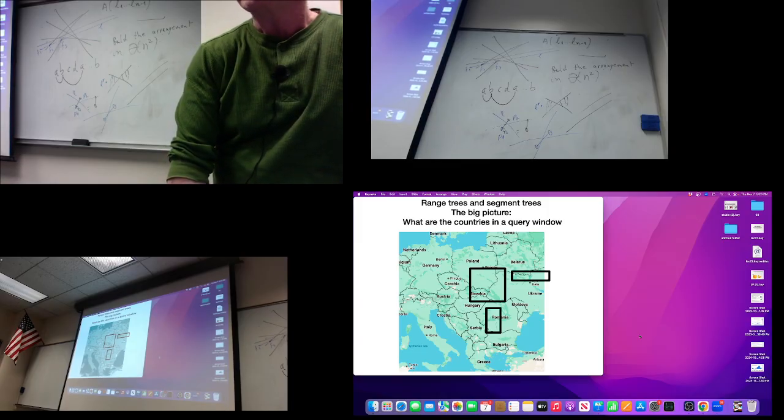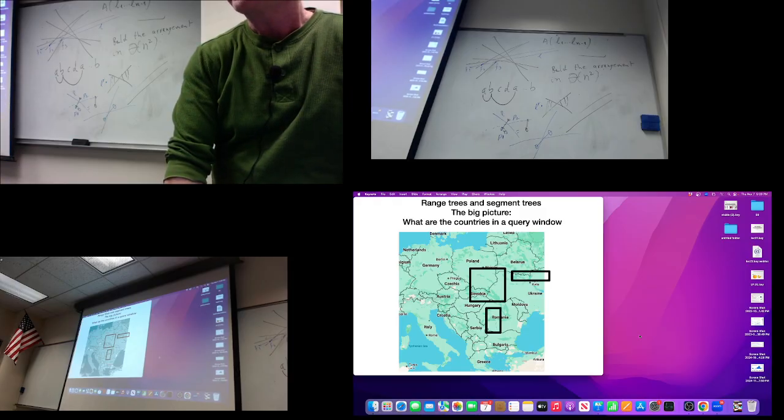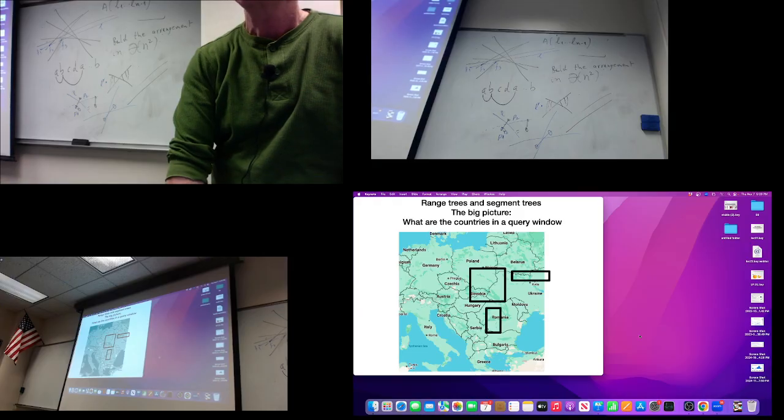So quad trees, KD trees, etc., are still very useful for it, but the best we can say then theoretically about the query time was something like square root n. And I want to do better.